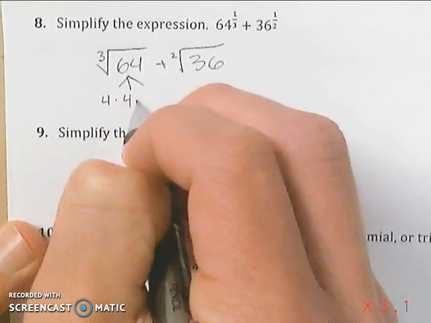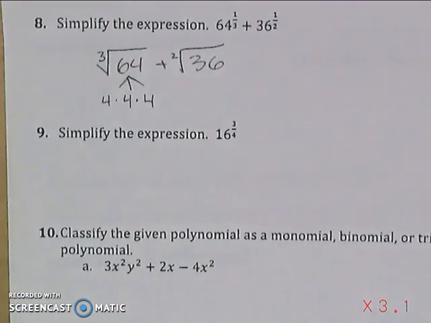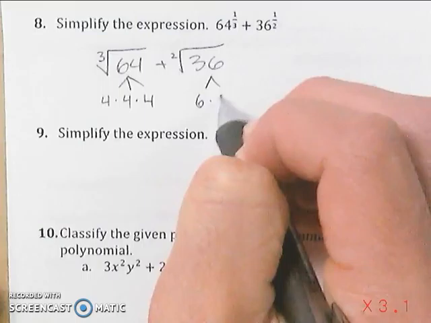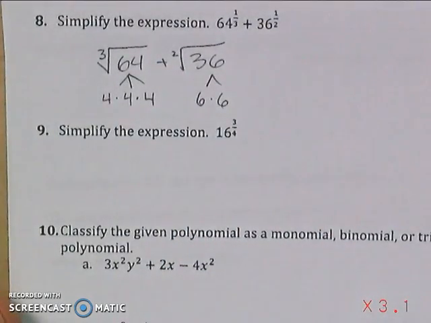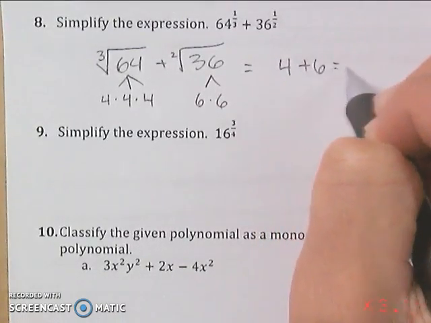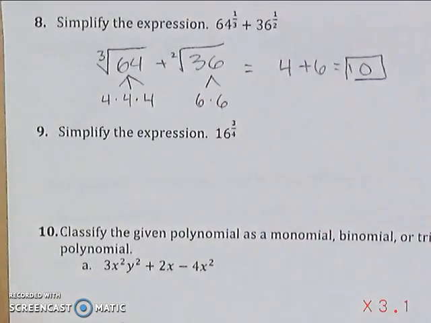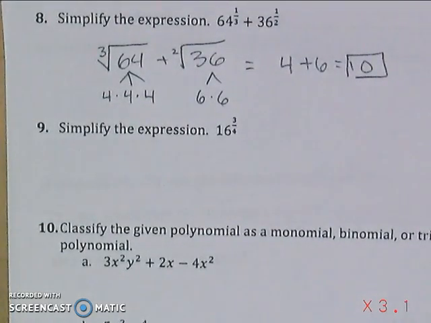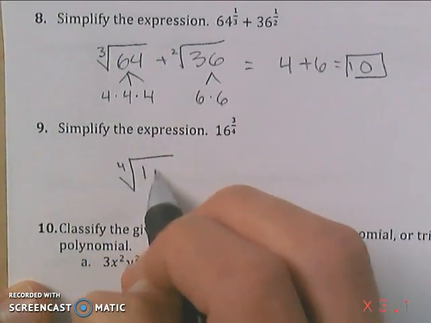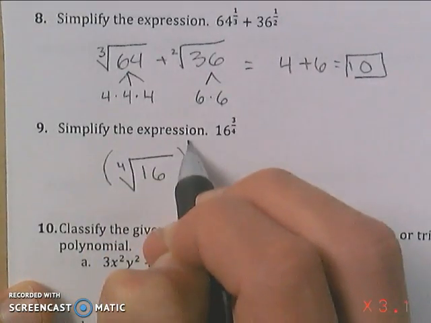We just did this problem. It's going to be 4 times 4 times 4. And 36, we're going to look for 2 equal factors. That's going to be 6 times 6. Okay? So what we end up with is 4 plus 6, which equals 10, our final value. That makes sense? Okay. Cube root, we are looking for 3 equal factors. Now, if you look at our next one, we are looking for the 4th root of 16, and then at the end, we're going to cube it.